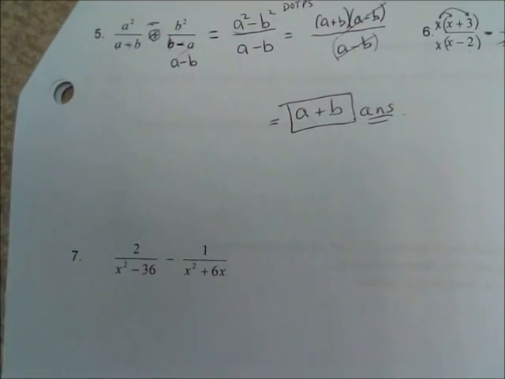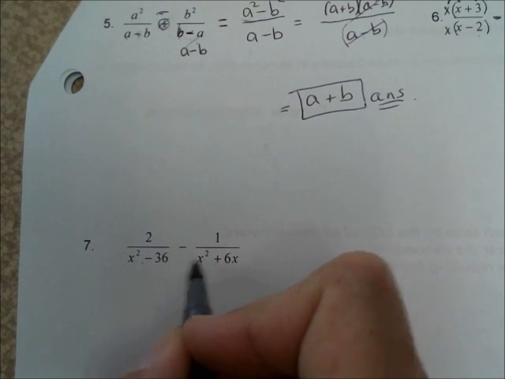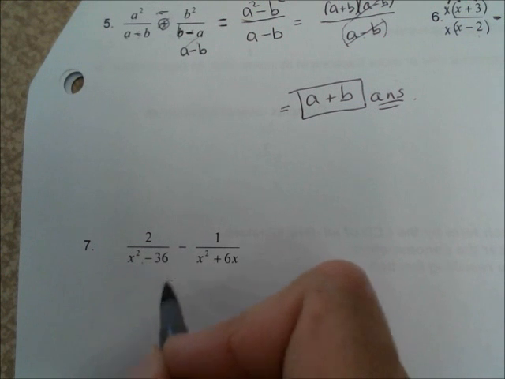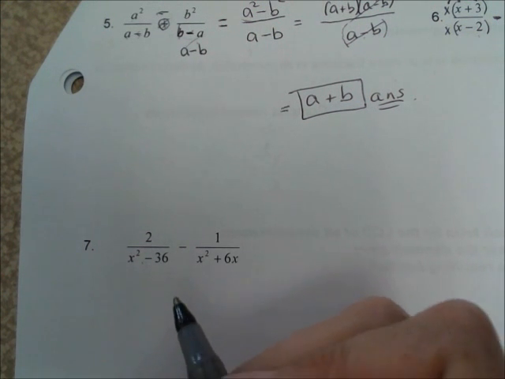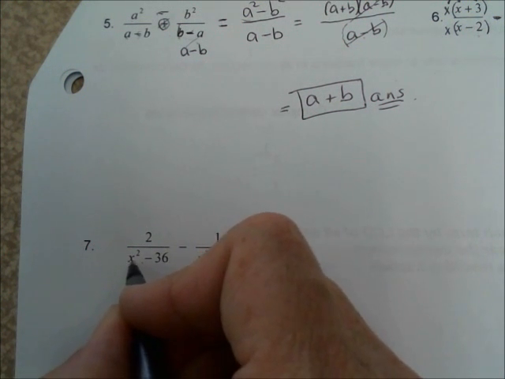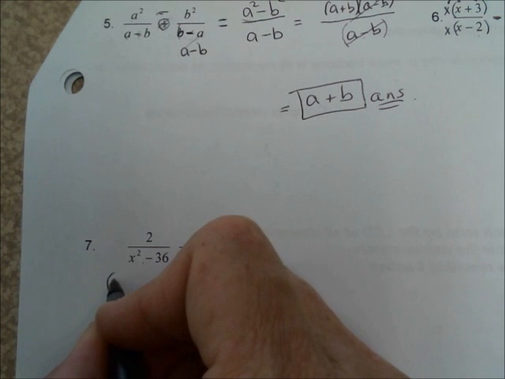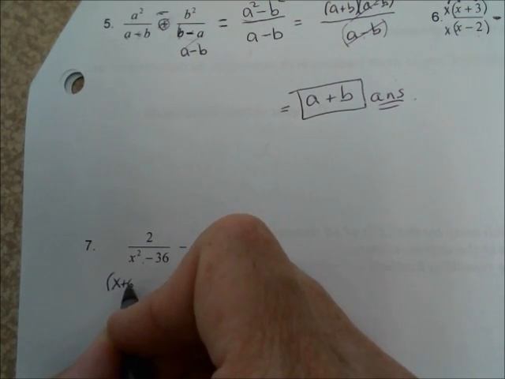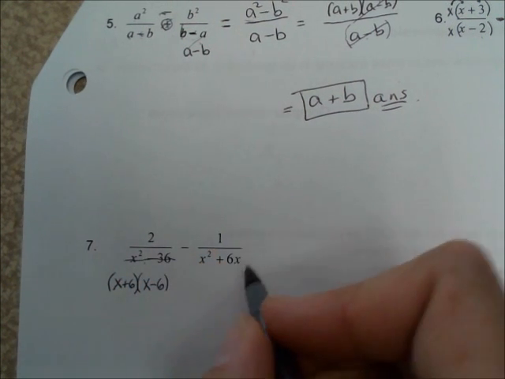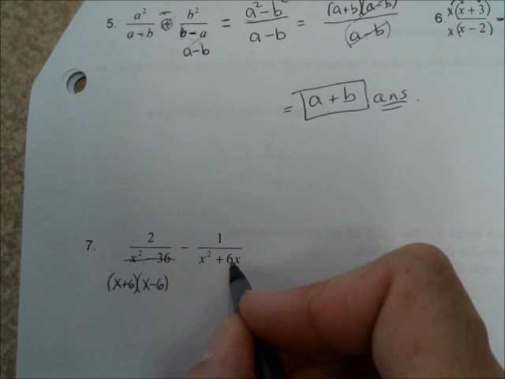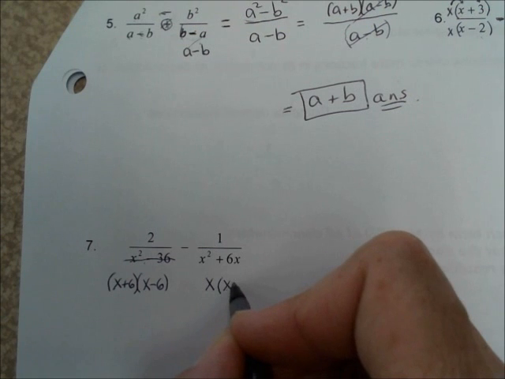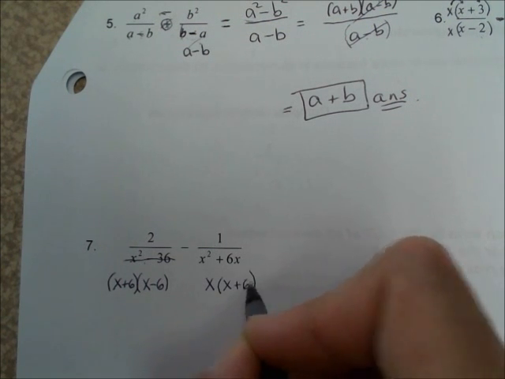Over here on number 7, we have two denominators that aren't the same, so we're going to have to factor them first. That's our first step when we're adding and subtracting fractions, is to factor the denominators. So x squared minus 36, that's the difference of two perfect squares. x plus 6 times x minus 6. Lightly cross that out. This denominator has a GCF of x. So let's take that x out of there, and we're going to be left with x plus 6.